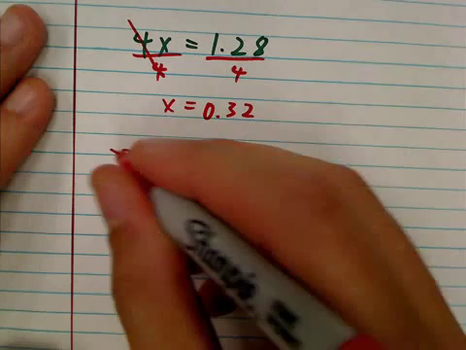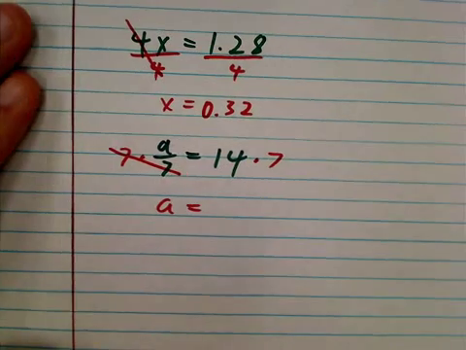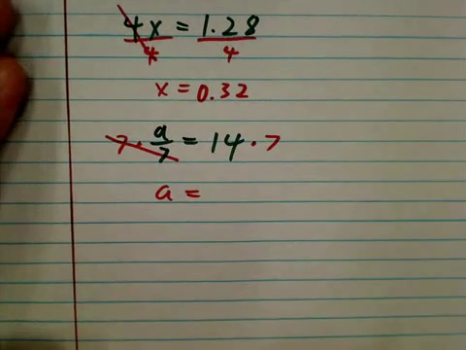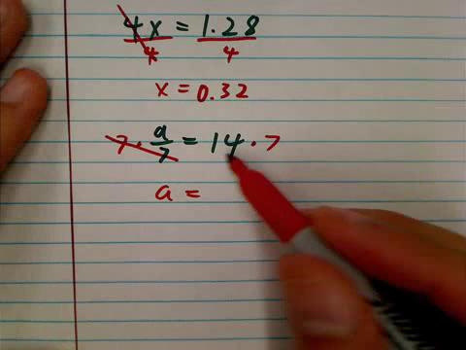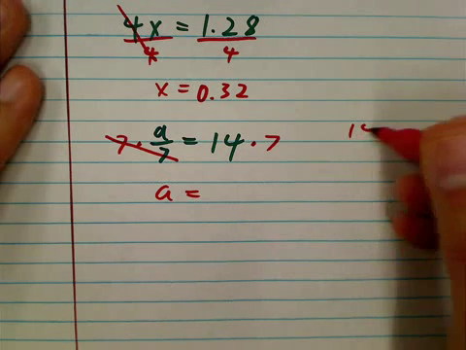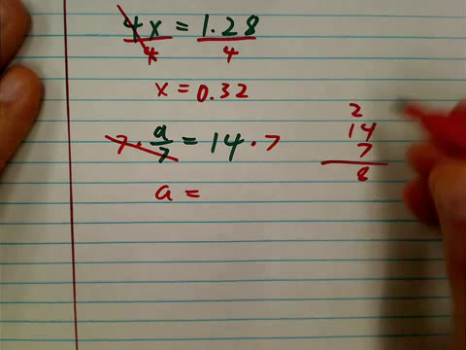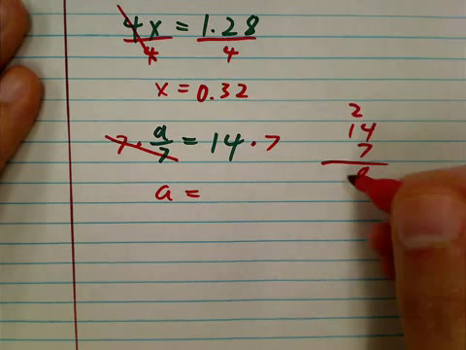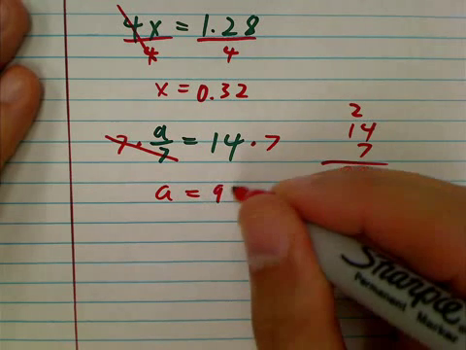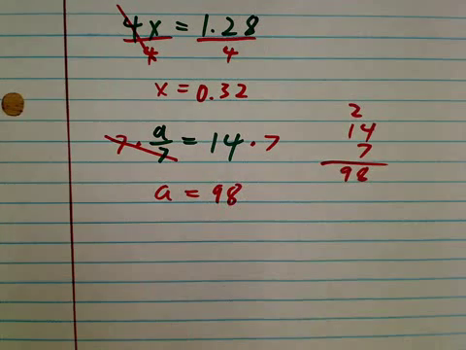Those 7's cancel out. It's important to show them canceling out. It's part of showing your work. 14 times 7. 4 times 7 is 28. Carry the 2. Gives me 156. Just kidding. 98. A equals 98. Well, that's pretty awesome.